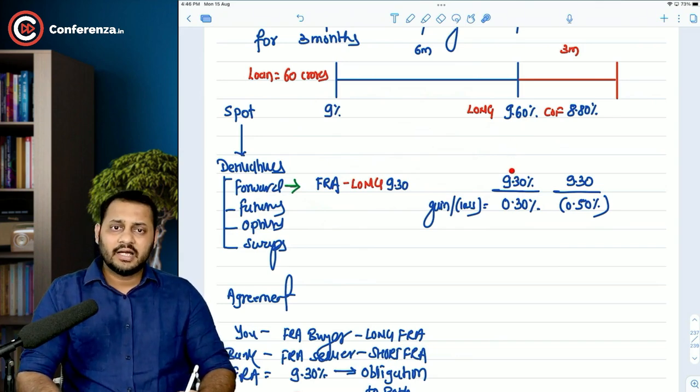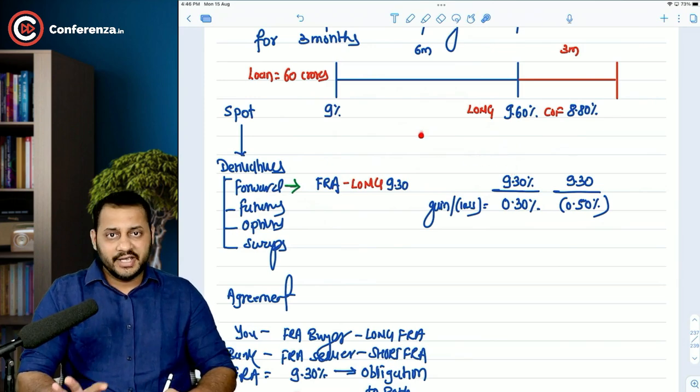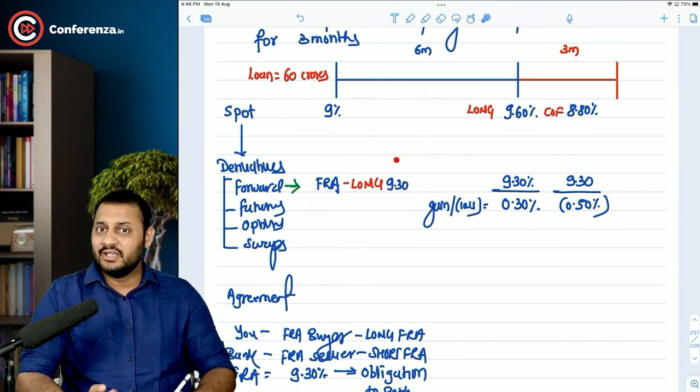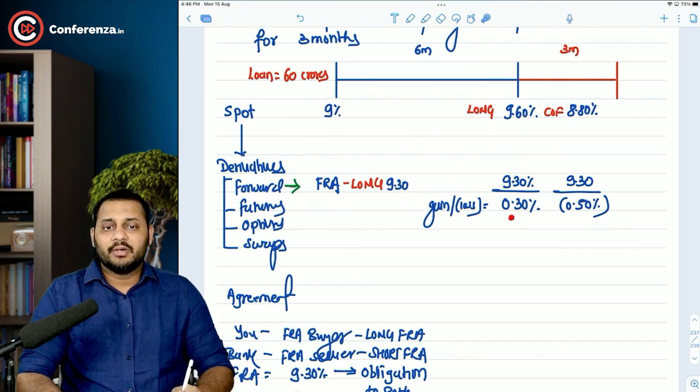Yeah, that happens. Now let's focus on the hedging purpose itself. First of all, only hedging. So what is going to happen after 6 months?